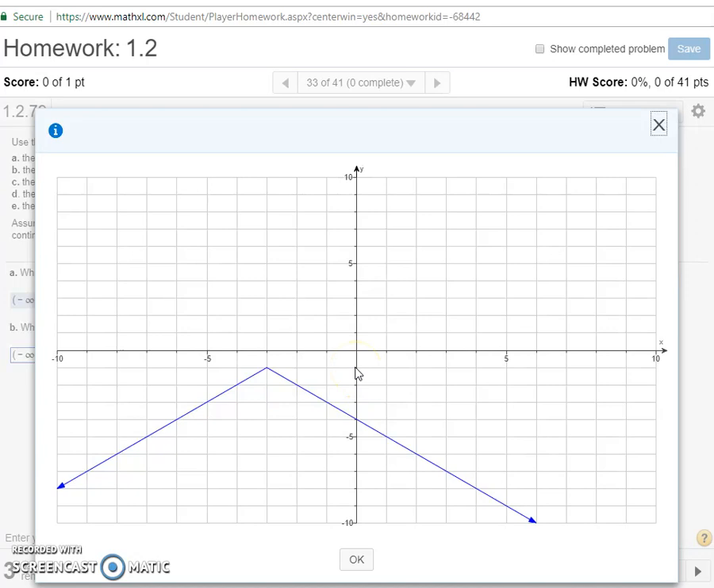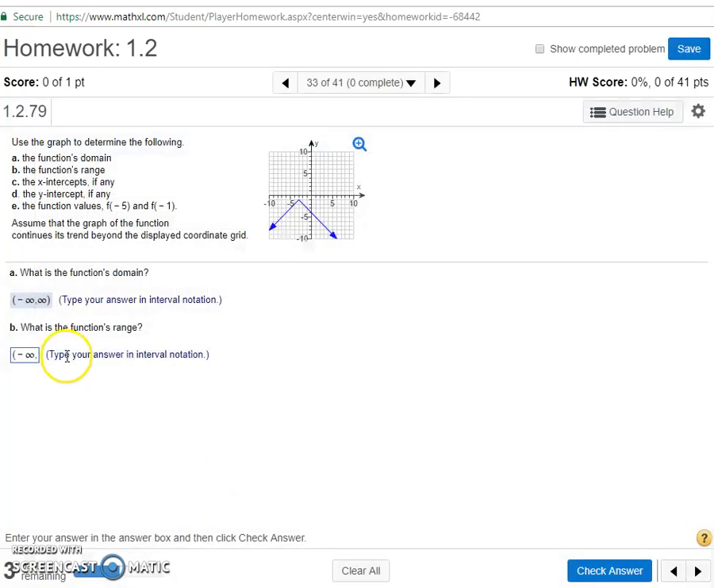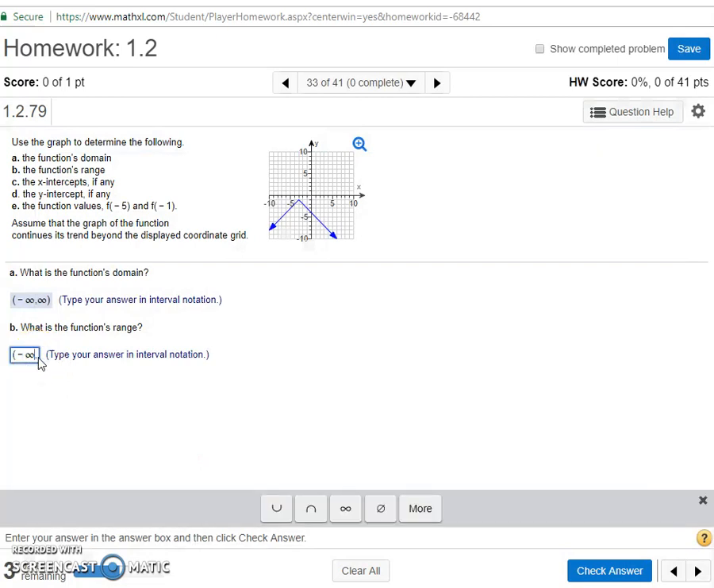Now one thing you have to pay attention to is watch the tick mark. Sometimes my math lab will change it where every tick mark is going by 2s or every tick mark is going by 5s. So you got to pay attention. But these are just going by 1s. So that's negative 1. And that is a point. That's not an open circle. That's a solid point. So that gets a bracket.